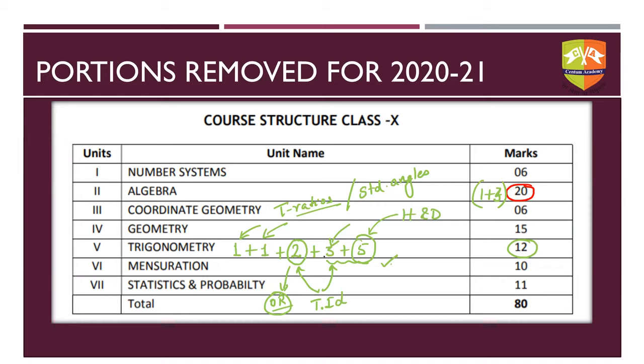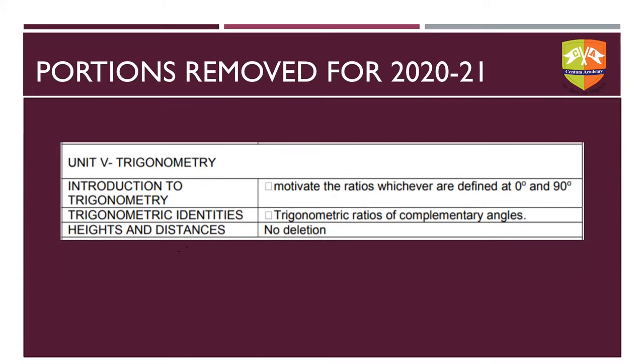So you now know the structure. So be very, very clear in your mind. Okay. Now this is deleted, removed for this year 2021. So what is that? Motivate the ratios whichever are defined at 0 degrees and 90 degrees. So you don't need to apply tan 90, sine 0, and things like that.